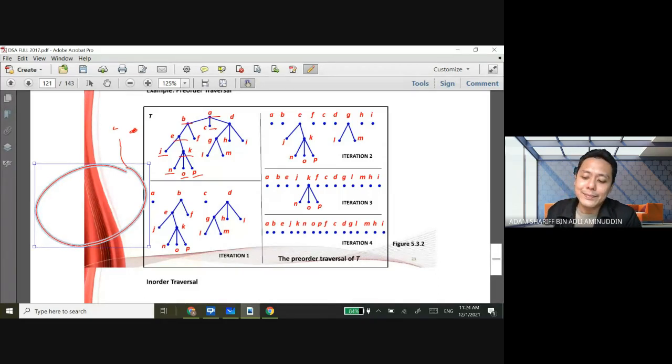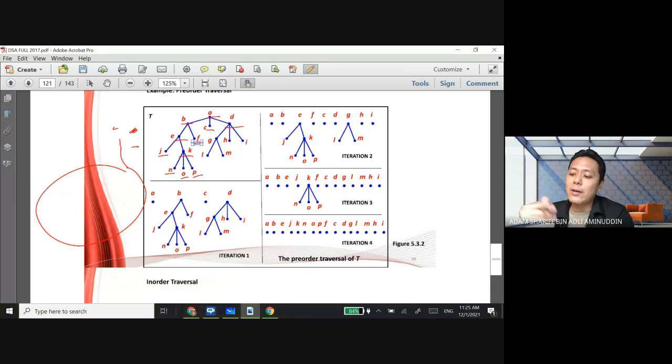Saya tertinggal. Saya tertinggal F. Okey, saya balik. Saya tak nampak. Saya tertinggal F betul. Ha. Finish the route, kita habiskan kiri, kita bergerak ke kanan. F and then kita naik balik, kita ke C. Dan kita naik ke route balik, pergi D.